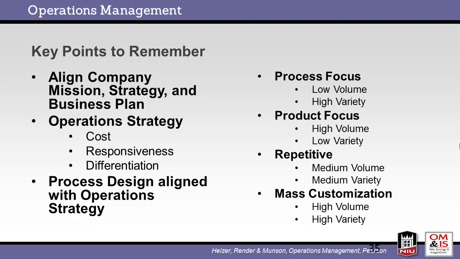Once the operation strategy is set, the structure of the operation must be in alignment. Next, we consider the different possible process designs to deliver our products and services. For low volume, high variety products, process focus is selected. For high volume, low variety products, product focus is chosen. Repetitive processes fill in between, while mass customization is used for high volume, high variety products.